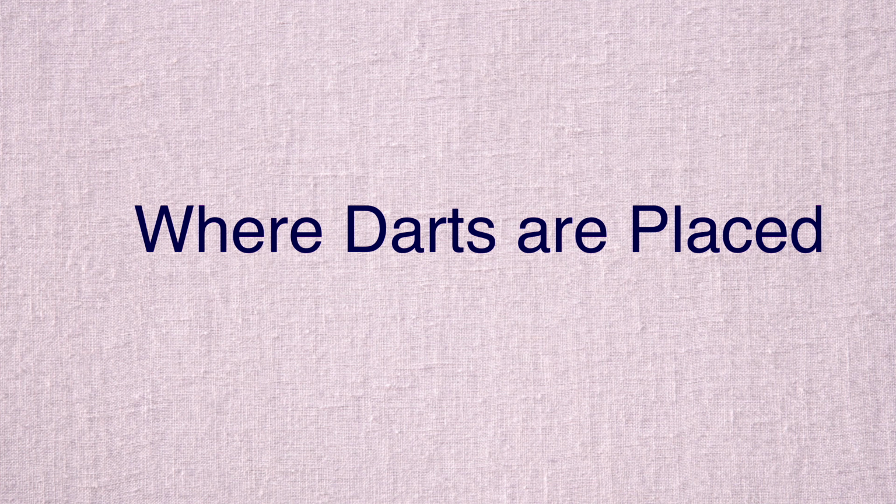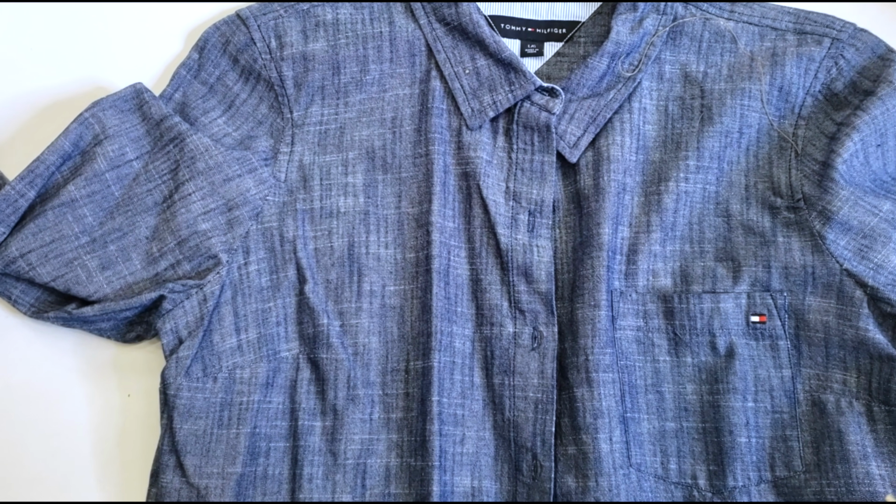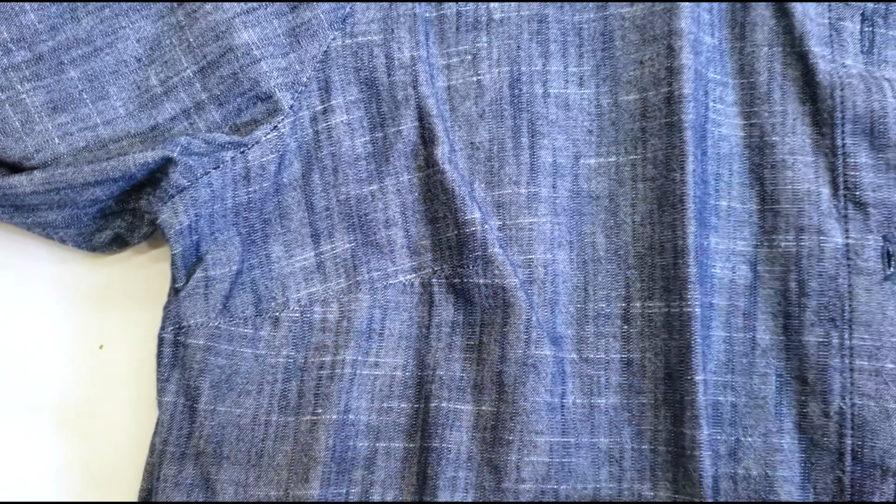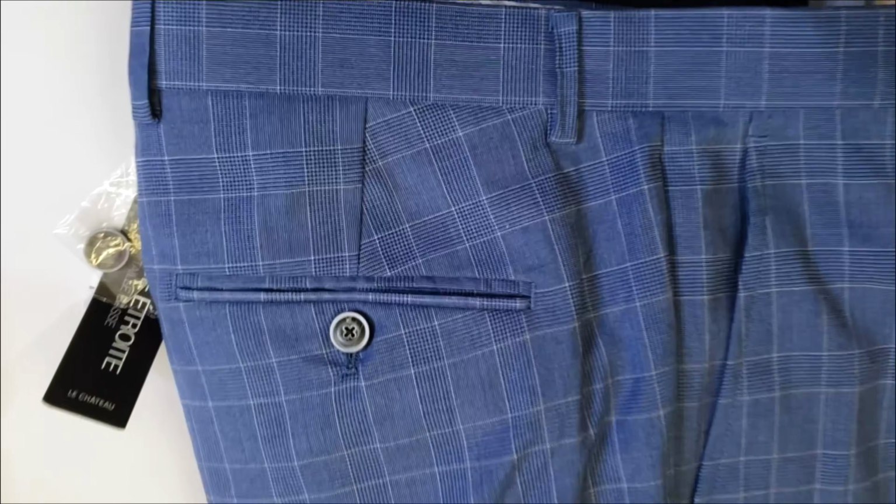Where darts are placed. An obvious place that often has a dart is the bust area, but you can find darts in plenty of places of well-made clothes, like jackets, skirts, pants, etc.